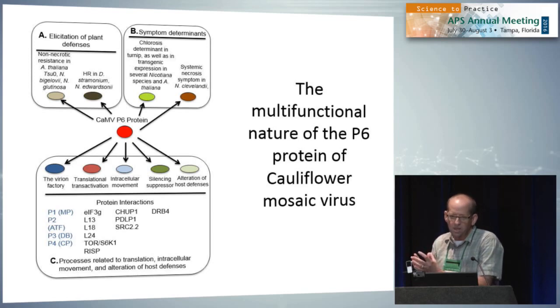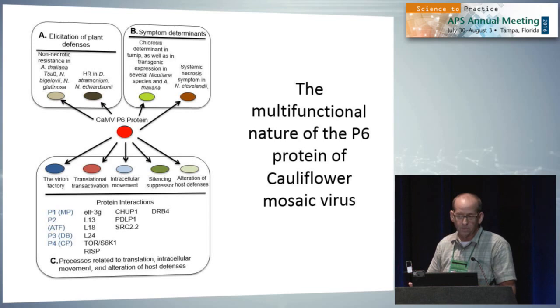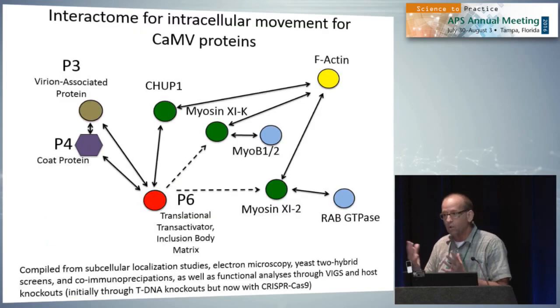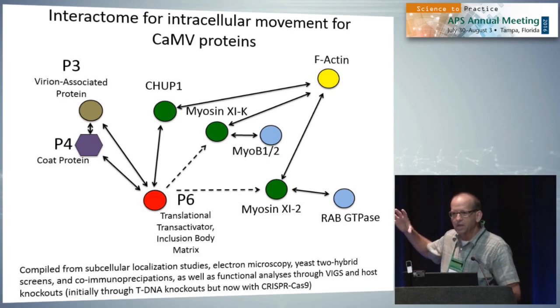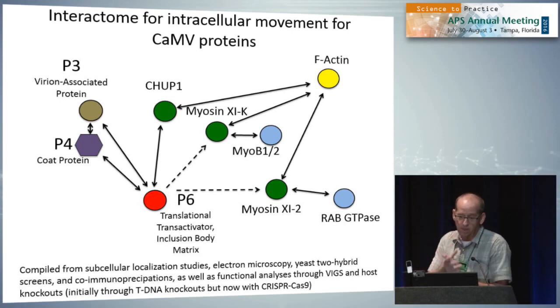And in fact, in terms of considering interactomes, we should be thinking about interactomes, again determined by protein-protein interactions, as well as location. Where are these happening? And so you can start to put together interactome maps for, say, intracellular movement. I'm not going to go into the details, but just to emphasize that we're kind of in the infancy, at least in terms of CaMV, of what these interactome maps would actually look like.